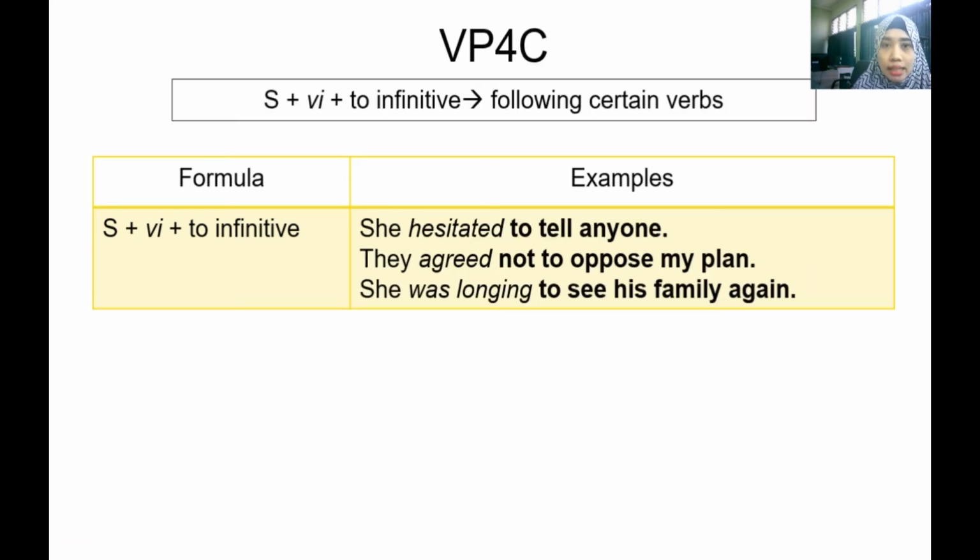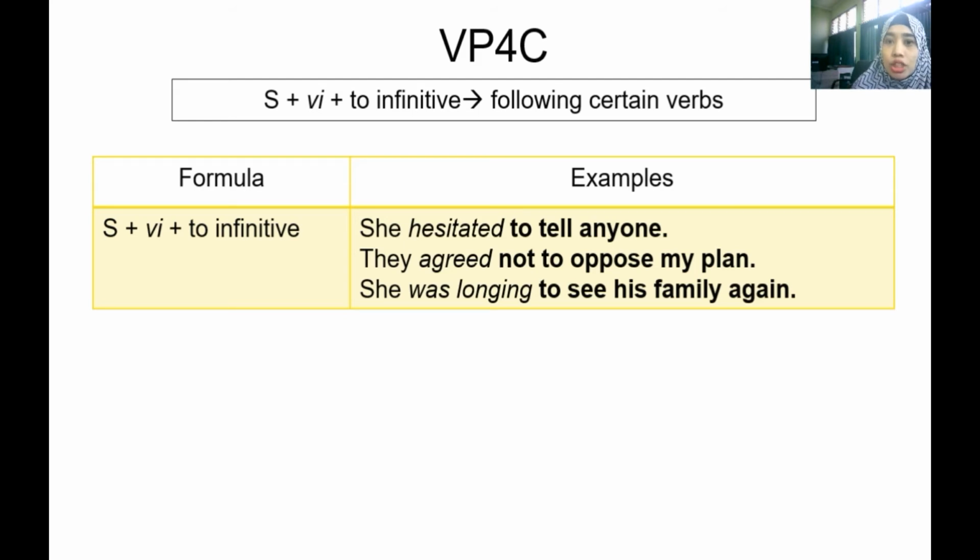Okay. Next is the verb pattern for C. We have subject plus verb intransitive plus to infinitive. But here the focus is on the to infinitive which follows certain verbs. Yeah, to infinitives following certain verbs. So there are some verbs that usually occur with the to infinitive. We can see the example here.